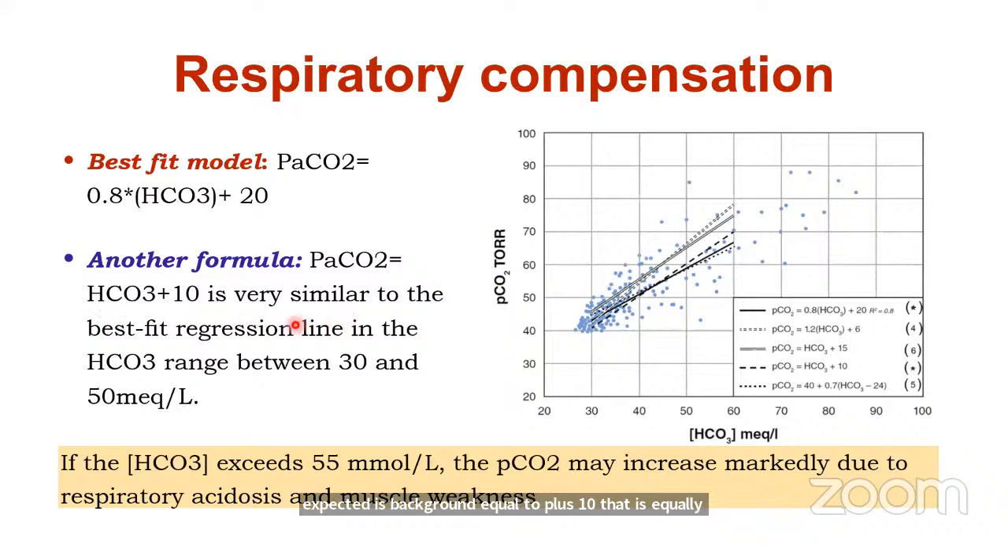Whatever formula you use, these formulas perform pretty well if the CO2 is up to 30 to 50, but if the CO2 crosses more than 50 or 55, then the relationship is not so strong. This is very important. If the CO2 is very high, then the relationship between the bicarbonate and the CO2 will not be so precise. Next slide, please.